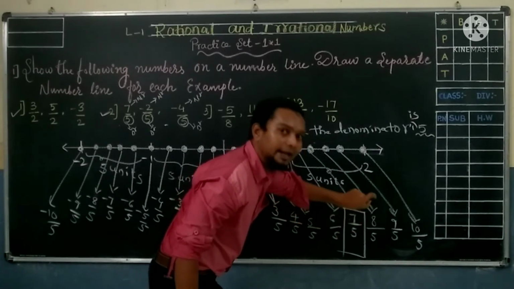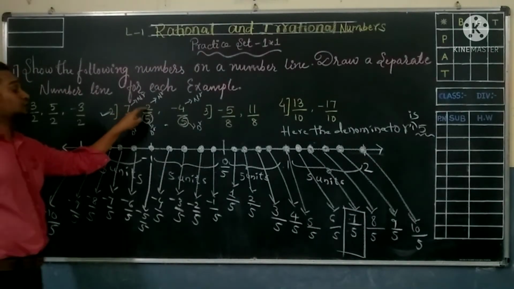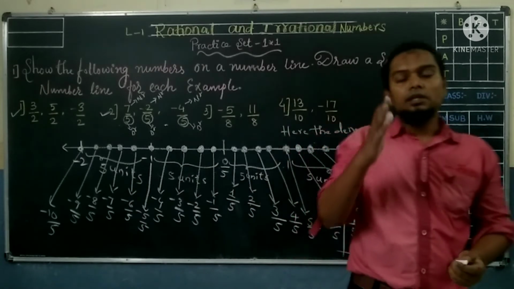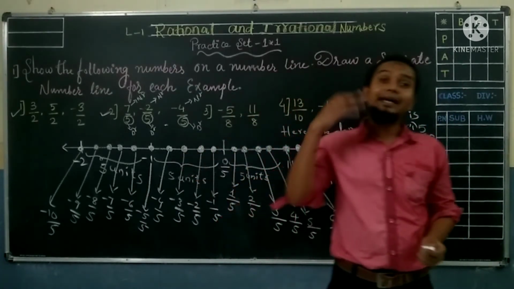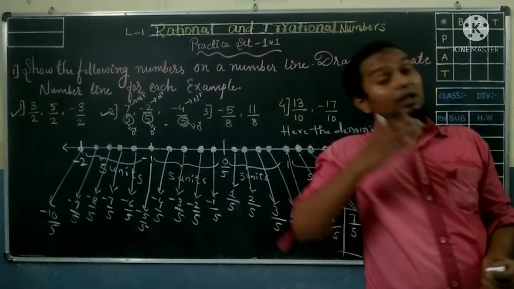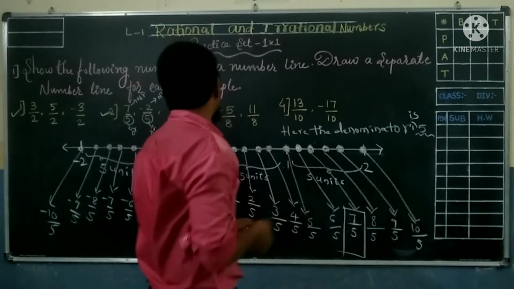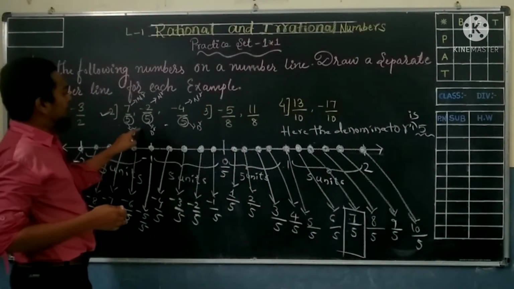a number line. Okay, next is minus 2 upon 5. Minus 2 upon 5. Minus means left hand side. Minus 2 is on the left hand side. Less than 0, the value is negative. Therefore, now we are going to the left hand side.